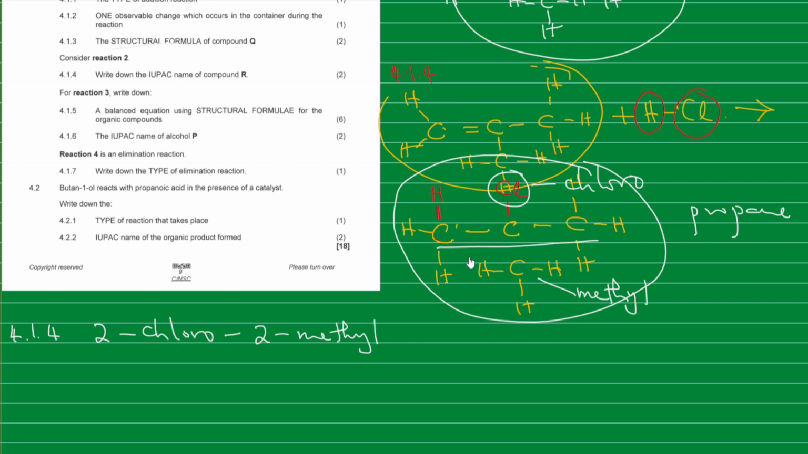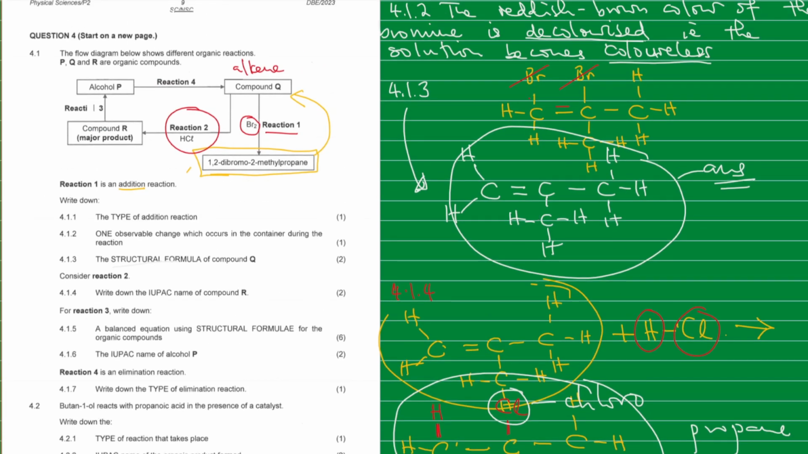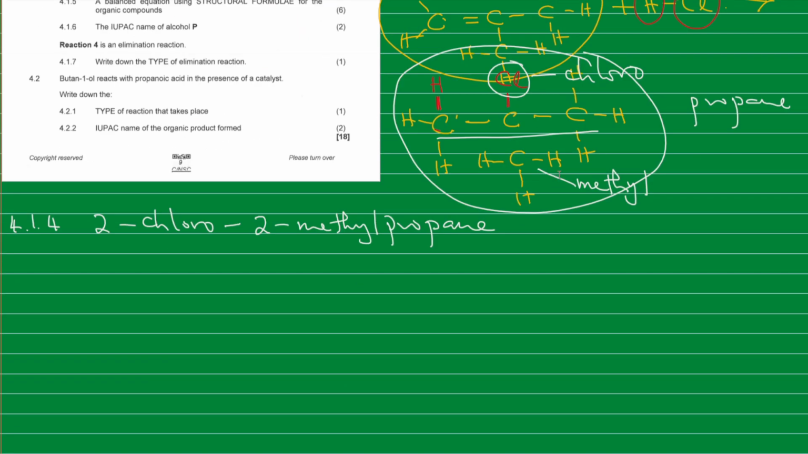I've got a methyl in a chain, in a propane. Okay, because we've got the single bonds there. So our IUPAC name for that compound R, the one that we get here, the IUPAC name is, as we have explained here, 2-chloro 2-methyl propane. Okay, so that gives the answer to that part of the question.